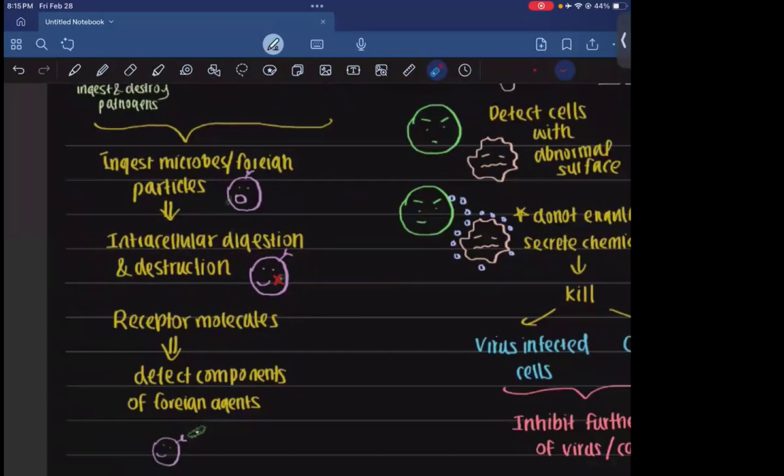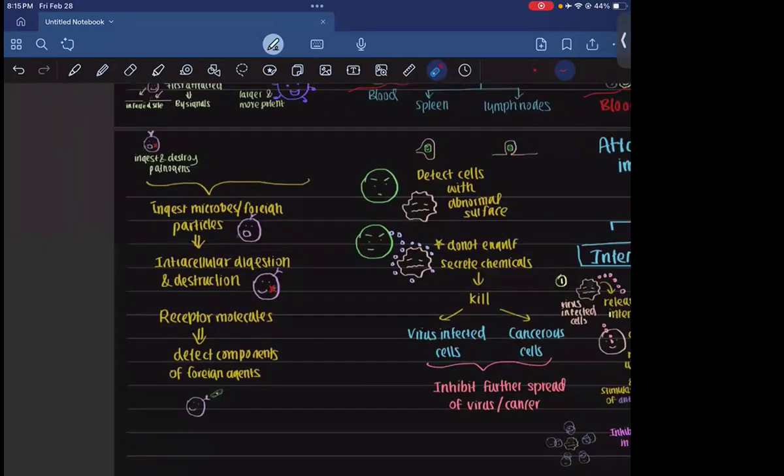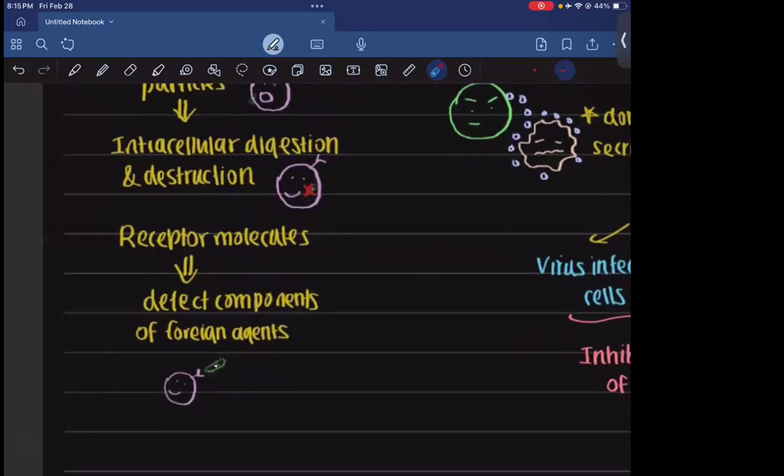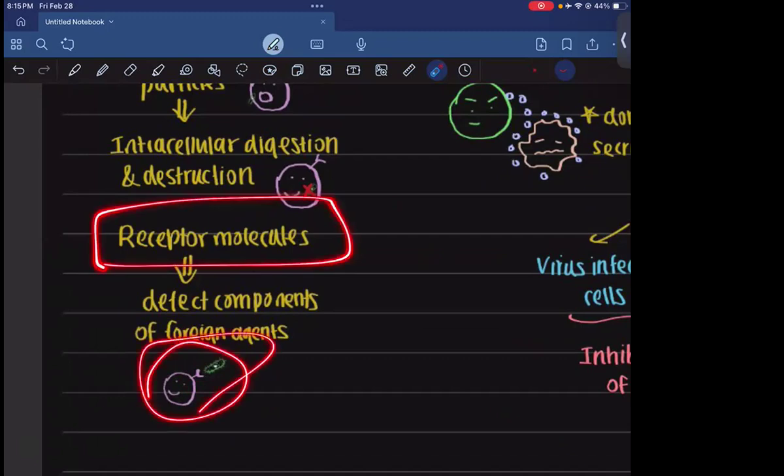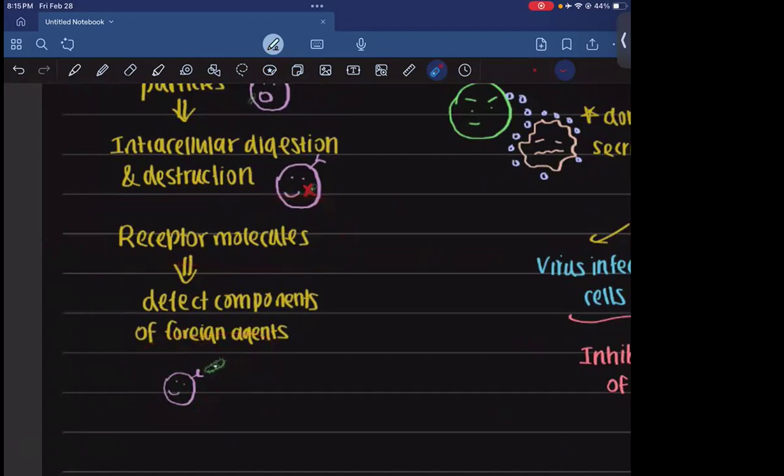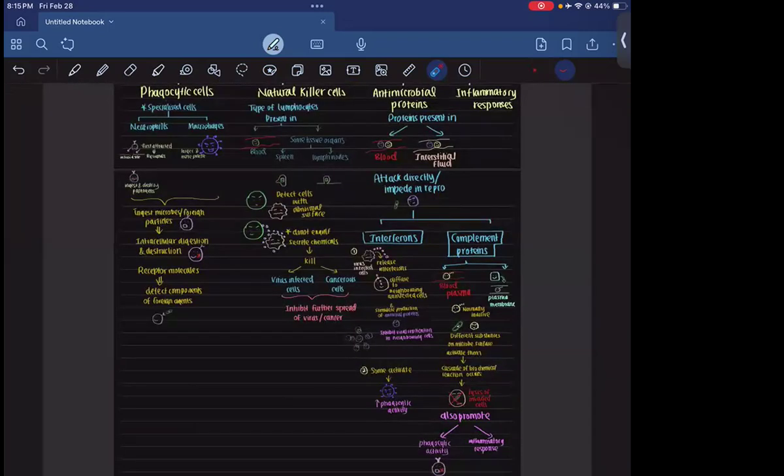Okay. But how do they know? Won't they get confused between a normal body cell and a bacterial cell? No, they won't be confused, because these neutrophils and macrophages have receptor molecules, and these receptor molecules enable them to detect the components of foreign agents. So the foreign agents, the bacteria, whatever the pathogen, will have some components. Those components will be detected by the receptor molecules and finally they will phagocytose it. Okay, so this is all about phagocytic cells. Any doubts? Did you all understand?